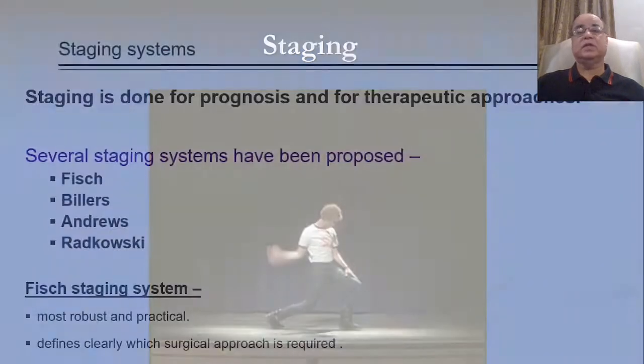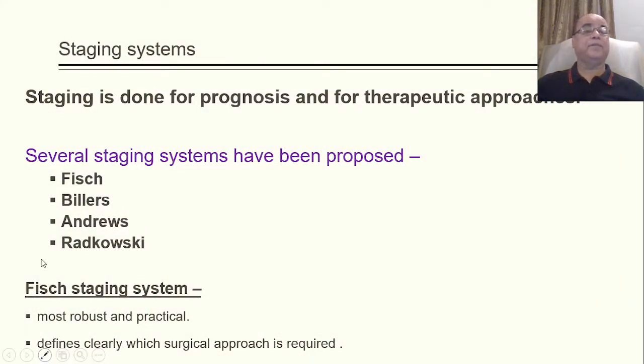Now staging is very important, and the purpose of staging is basically for prognosis and therapeutic purposes. There are different staging systems with different names. FISCH classification is there, MILLAR's classification, Anterior's, RADKOWSKI classification is there, but this FISCH staging system is usually followed. There is some modification of this system which is now included in Anterior's classification, or some people call it a combination of the two, that is Anterior-FISCH classification. This is most robust and practical, and it defines clearly the extension of the tumor, and by that we can plan which surgical approach will be applicable for that particular patient.